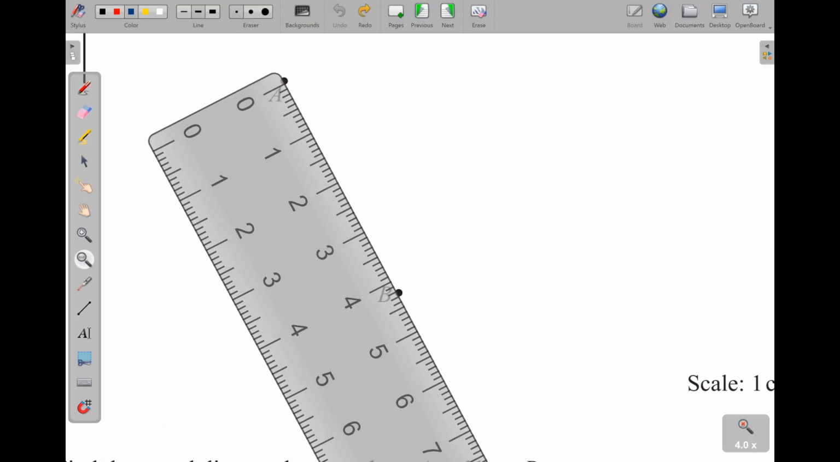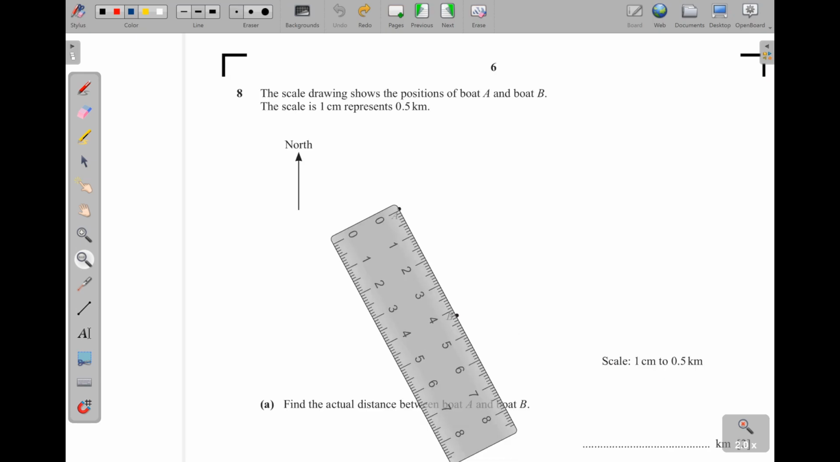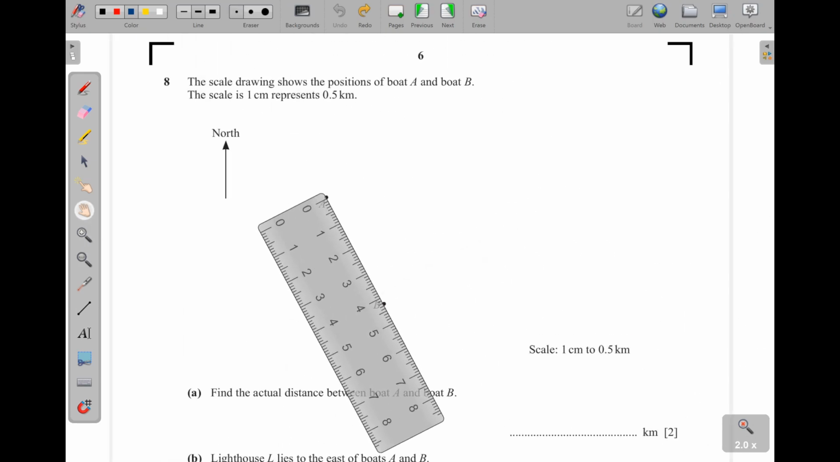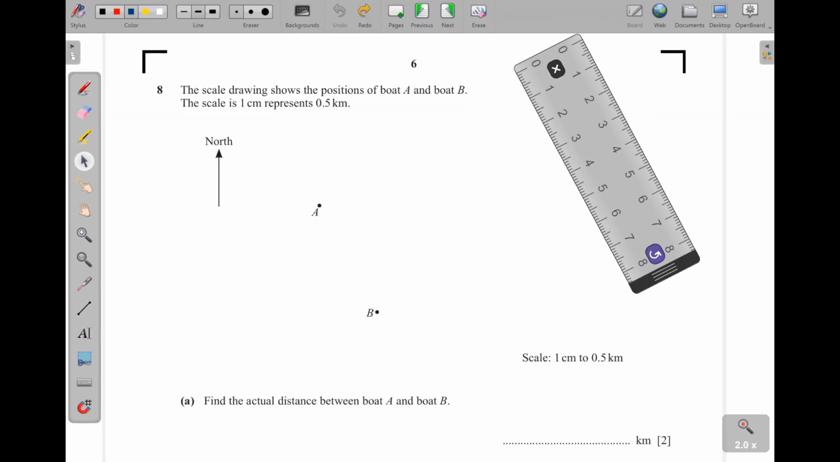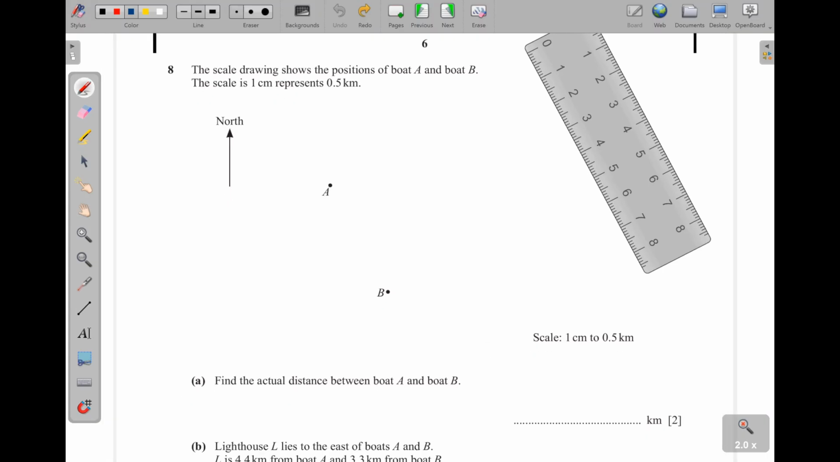So those are the centimeters. But remember they said actual. So if it is actual, then we shall have to get that 4.2. Remember, 1 centimeter is 0.5. So AB we have seen is 4.2 centimeters. This one is going to be 4.2 times 0.5, and this one will give us 2.1 kilometers.